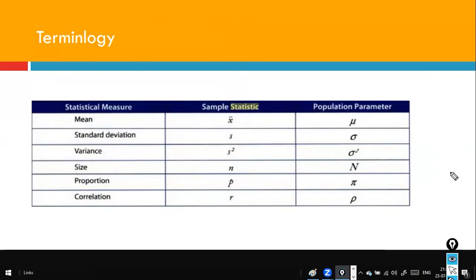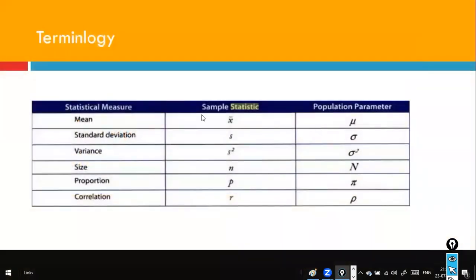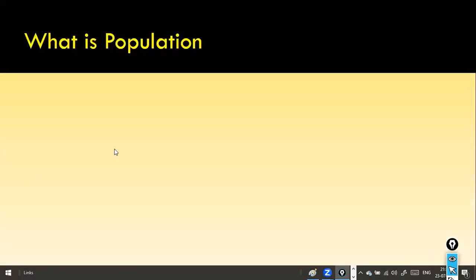Next, we will understand what is population and sample. So, what is population in statistics? Statistics is different from statistic, guys. Statistic means they are talking about a sample. Statistics is the one which we are learning now.